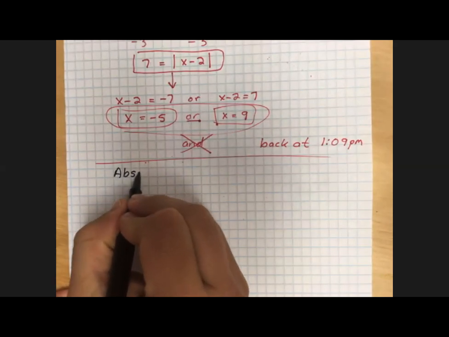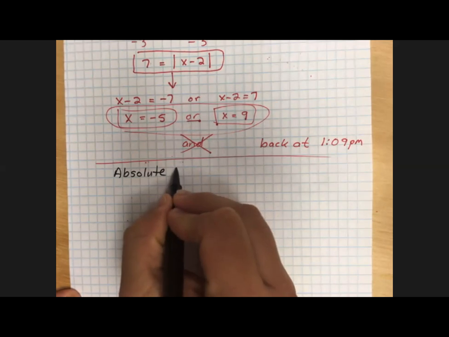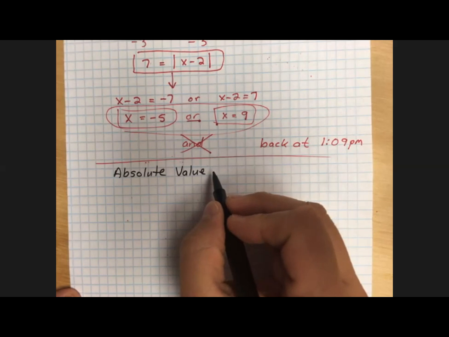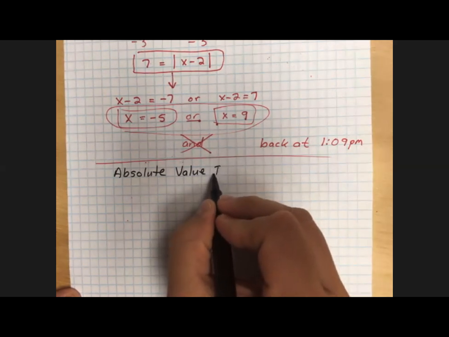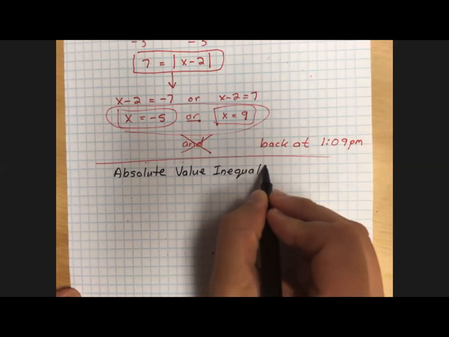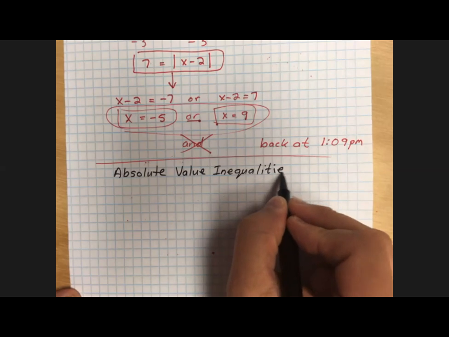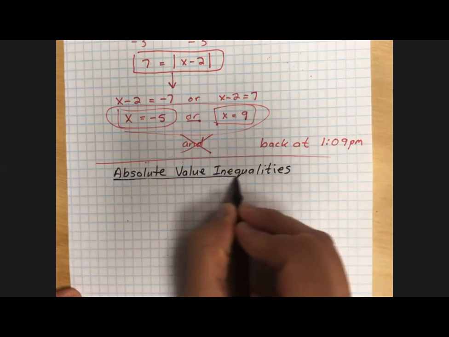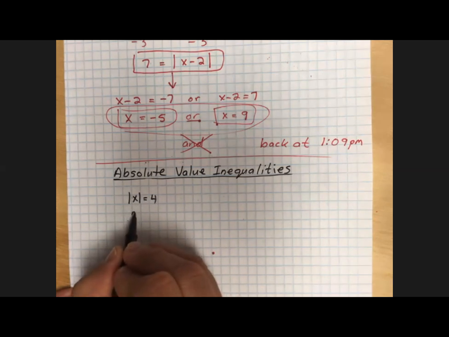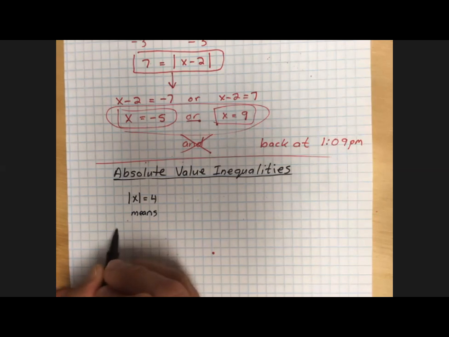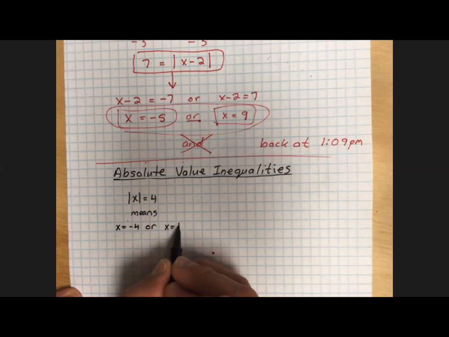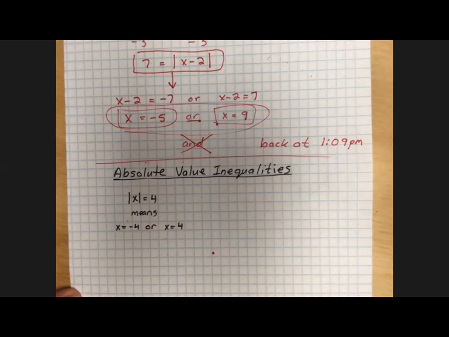Now let's take the next step. And if you're willing to keep thinking like we just did, it's not a big step. But what would happen if you had an absolute value and an inequality? You say, I got this. I know what this means. X is -4 or X is 4. That's a very simple example.